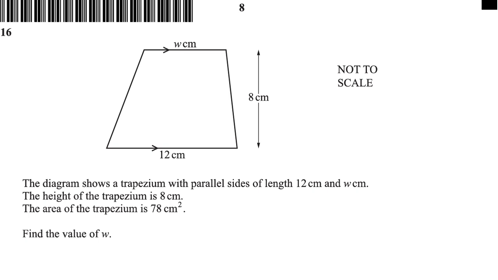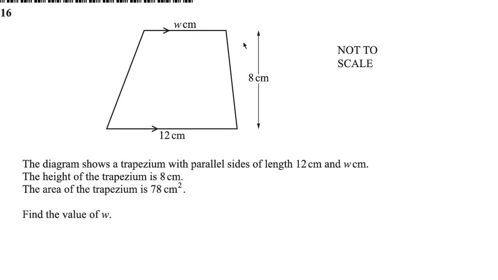Okay, question 16 says, the diagram shows a trapezium with parallel sides of length 12 cm and W cm. The height of the trapezium is 8 cm. The area of the trapezium is 78 cm squared. Find the value of W. So it's important to note that the area of the trapezium is equal to what?